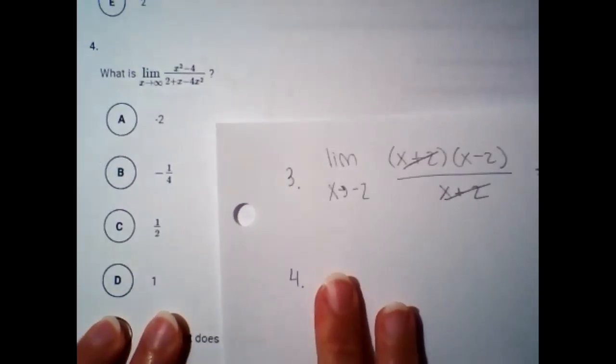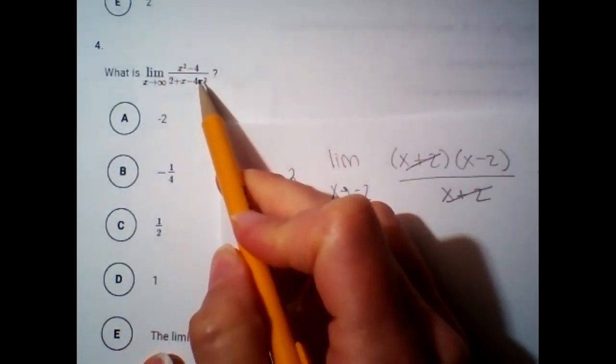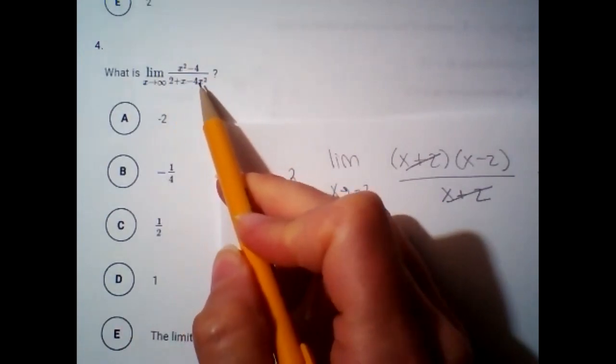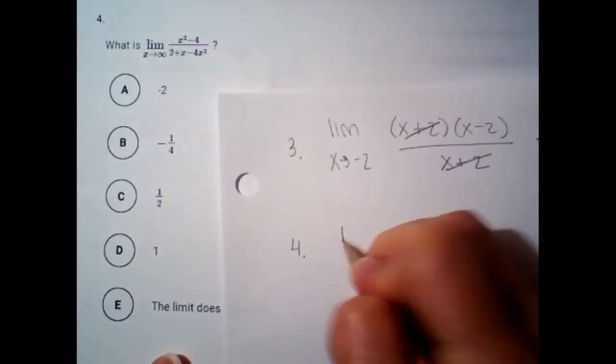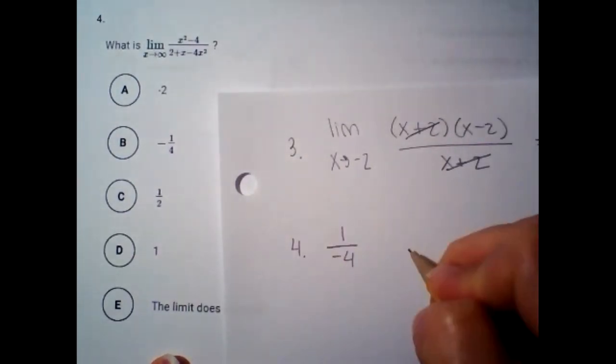All right, number 4, limit as x goes to infinity. That is who's in charge here. So for the numerator, it's the x squared. For the denominator, it's the -4x squared. And since those are a tie, we're going to use the coefficients, which would be 1 over -4. So that one is B.